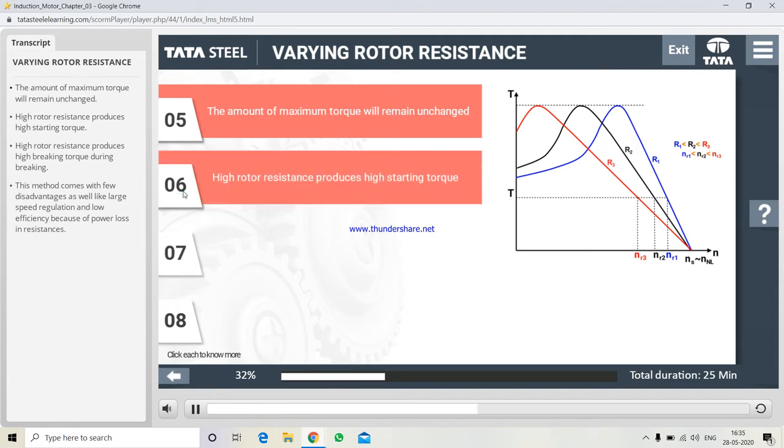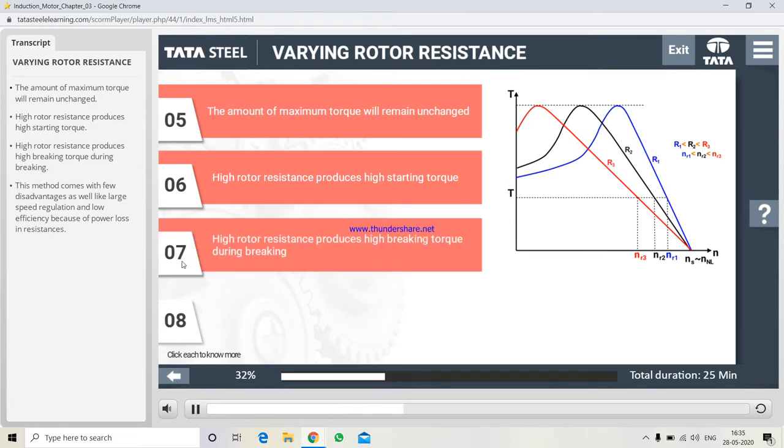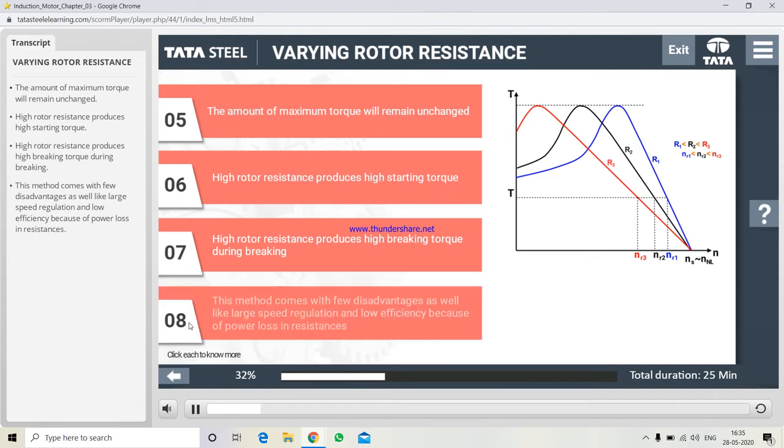High rotor resistance produces high starting torque. High rotor resistance produces high braking torque during braking. This method comes with few disadvantages as well, like large speed regulation and low efficiency because of power loss in resistances. Click Next to continue.